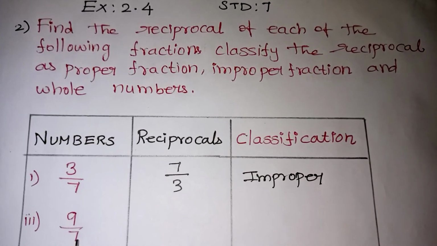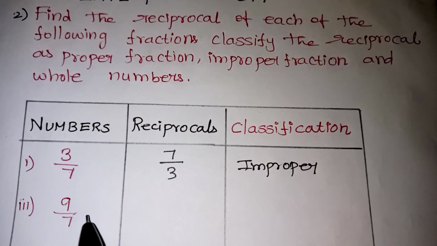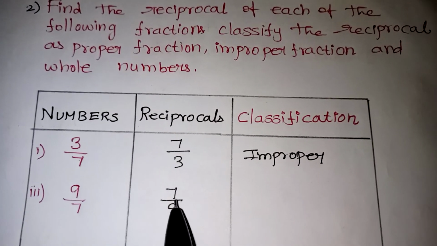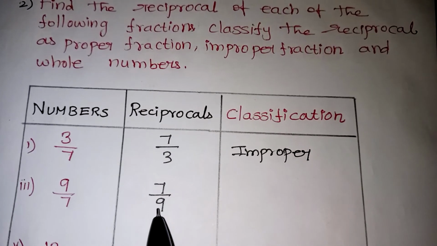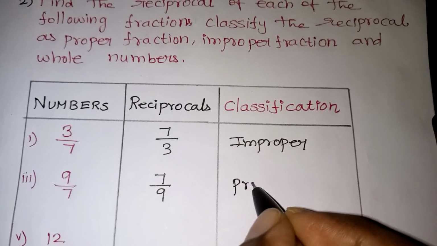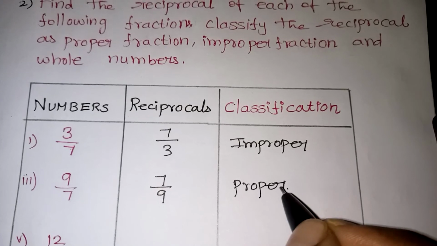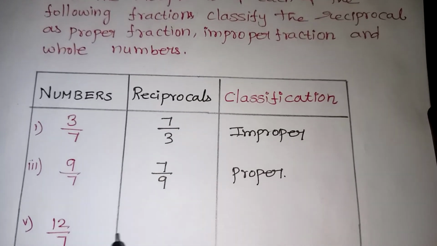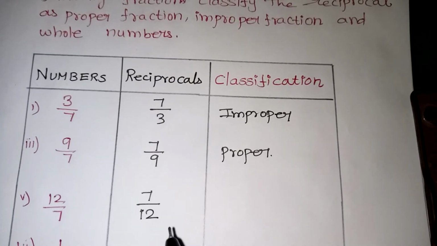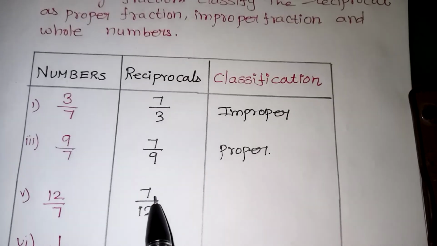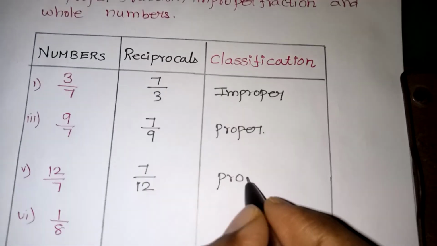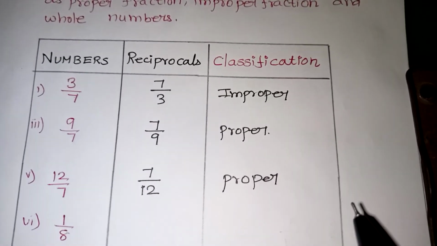So 9 by 7 is my question. First I need to write the reciprocal. For 9 by 7 I can write 7 by 9. So out of 9 you can take 7, no? Something out of 9 parts, you can take 7 parts. Obviously it will be. So that is a proper fraction. So 12 by 7 is my question. I can write the reciprocal as 7 by 12. Out of 12 you can take 7 also. That also will come under proper. So the numerator is small means that will come under proper fraction. You can keep it in your mind.